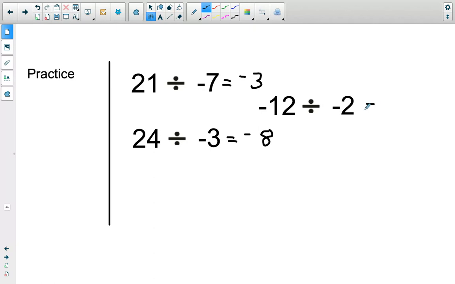Lastly, I have a negative divided by a negative. So my answer will be positive. 12 divided by 2 is 6.